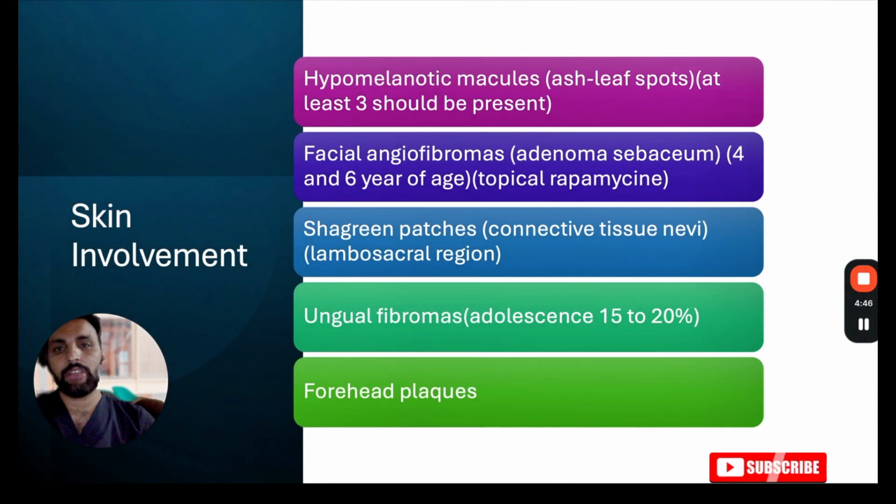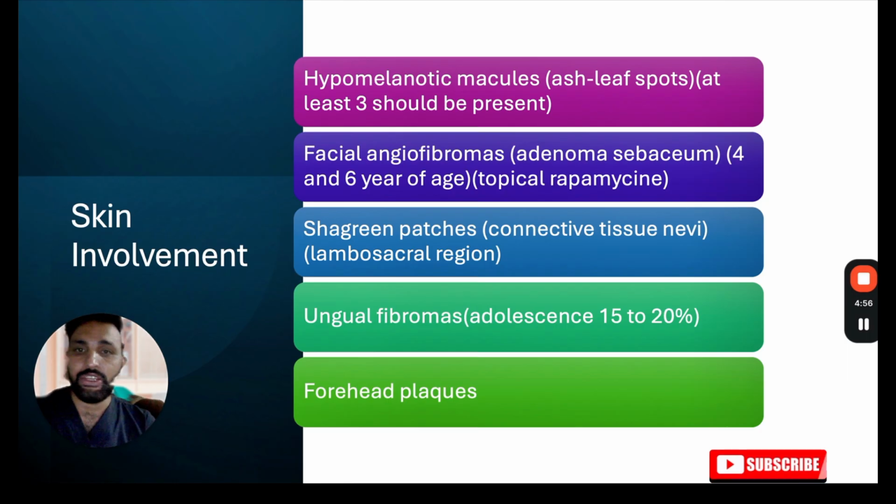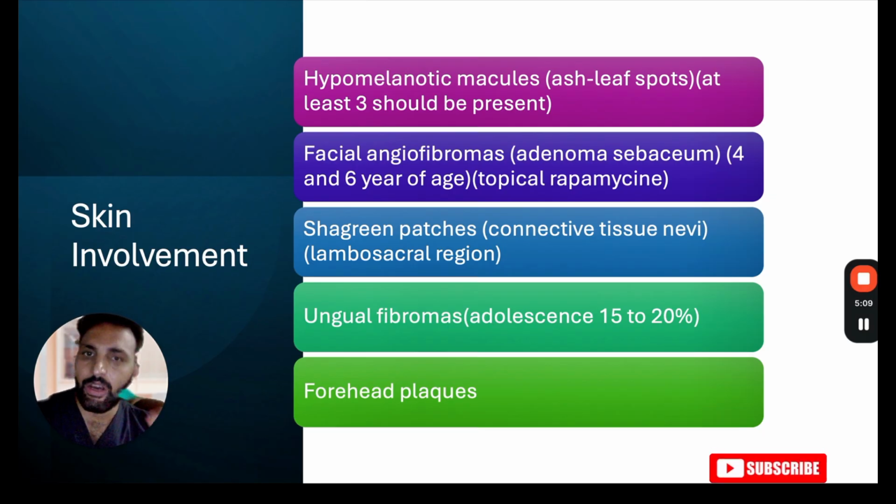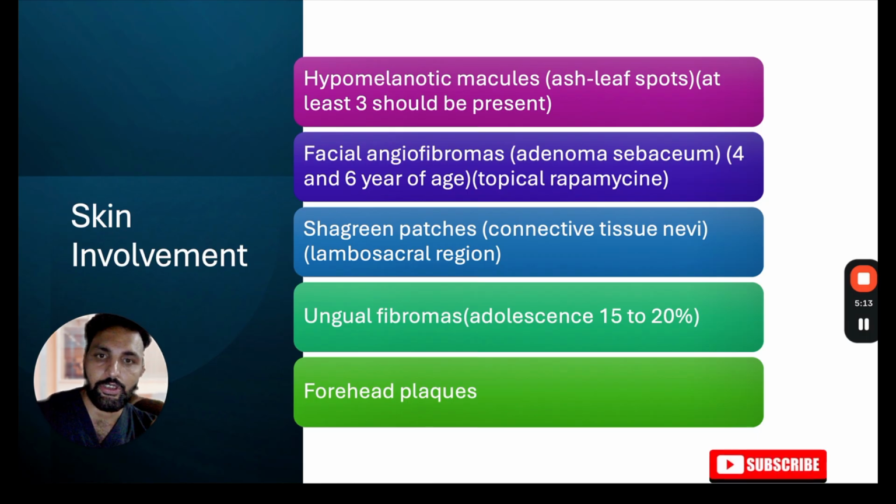Skin involvement in tuberous sclerosis: hypomelanotic macule, ash leaf spot. At least three should be present for diagnosis of tuberous sclerosis. Facial angiofibroma, adenoma sebaceum, appears between 4 and 6 years of age, and topical rapamycin is the treatment for adenoma sebaceum. Shagreen patches, connective tissue nevi, present in the lumbosacral region. Ungual fibroma and forehead plaque.